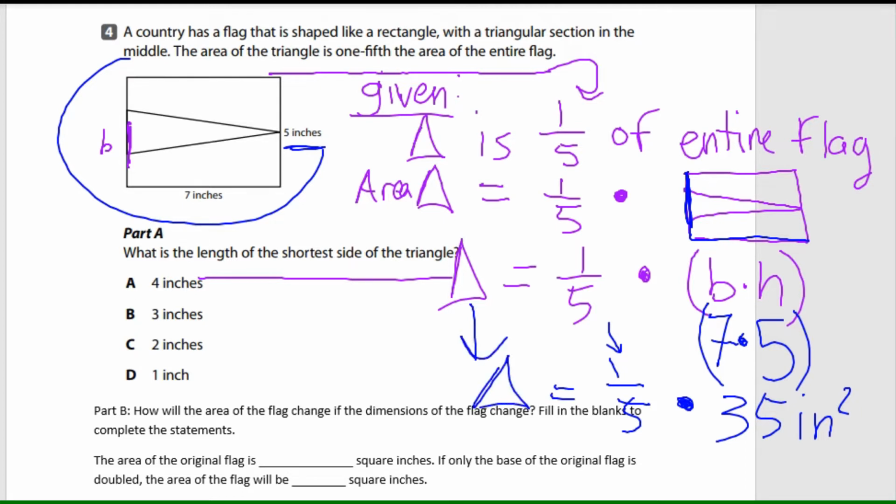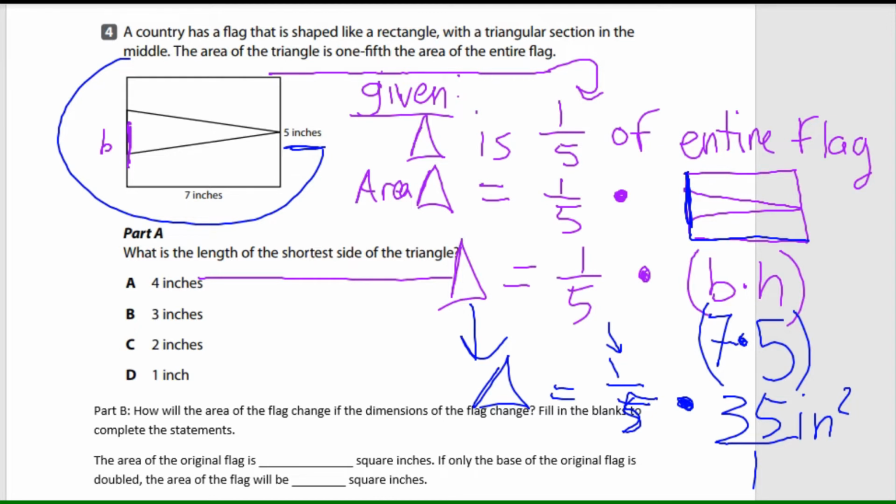So the area of the triangle is 1/5 the area of the entire flag. Now what do I have to do? I have to evaluate. So how do I multiply 1/5 times 35? You could change 35 to a fraction by putting it over 1. Exactly. And then we multiply 1/5 times 35 over 1.